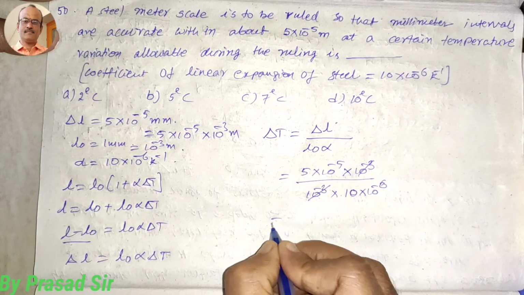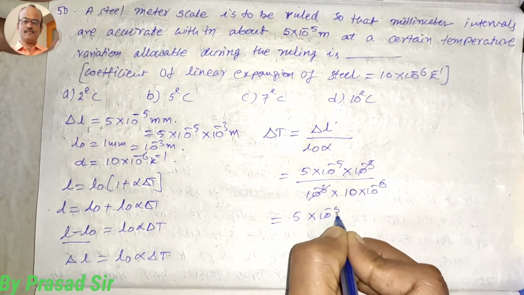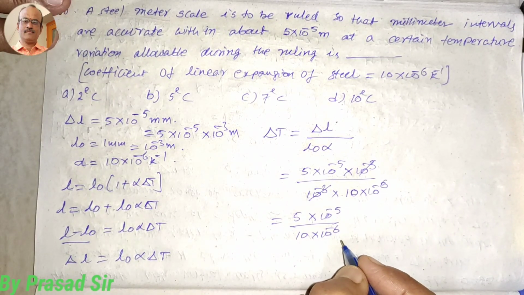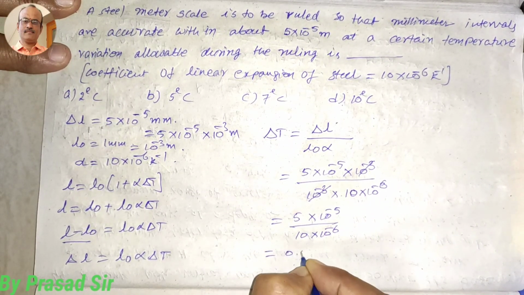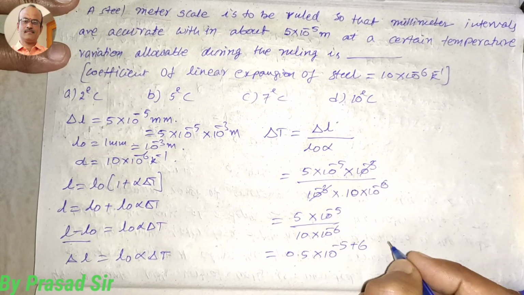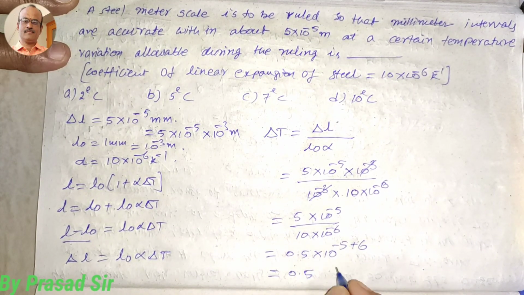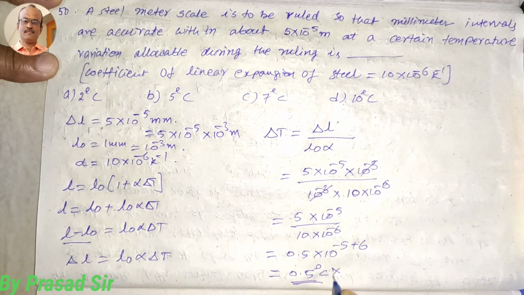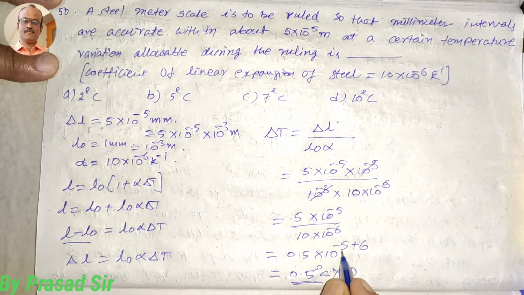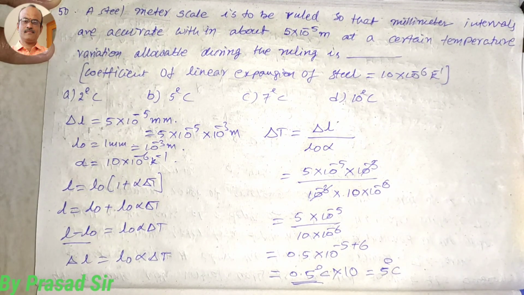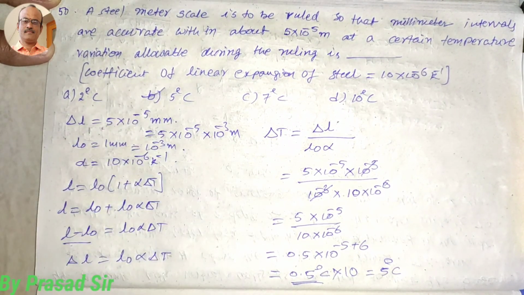So minus 3 cancels. 5 into 10 to the power of minus 5 divided by 10 into 10 to the power of minus 6. So here 0.5 into 10 to the power of minus 5 plus 6, so 0.5 into 10 to the power of 1. That means 0.5 degrees centigrade multiplied by 10, that is 10 into 0.5, which is 5 degrees centigrade. So which option is correct here? B is the correct option.